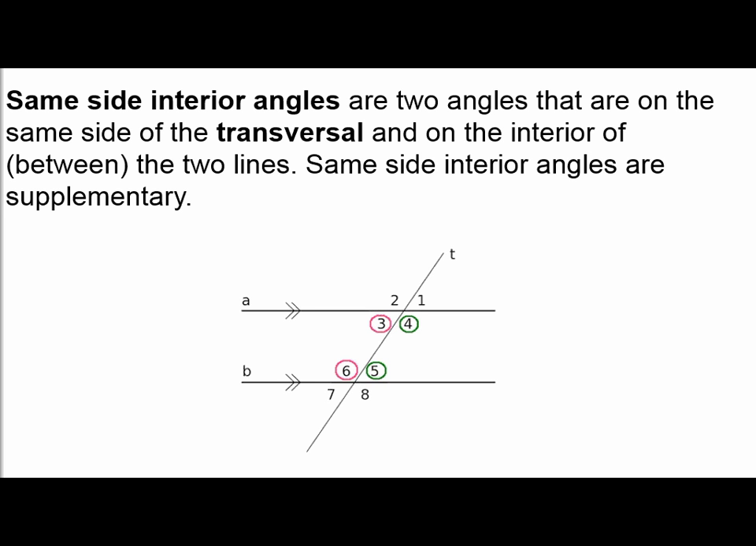Let me take a look at 4 and 5. The name says it all. They're on the same side of the transversal. Both of them are on the right side of the transversal, and both of them are interior, which means in between the lines. So the name pretty much said it all: same side of the transversal, and both of them interior.